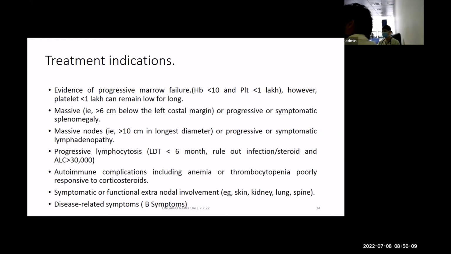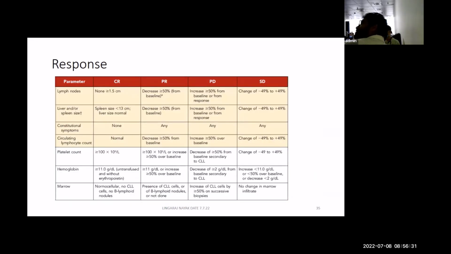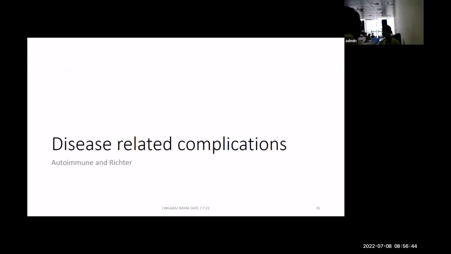Autoimmune complications like anemia and thrombocytopenia, as I said, almost 5 to 10% can present with only autoimmune manifestations, and you treat them according to their autoimmune disease. I will discuss that. So if they are not responding to their conventional treatment for autoimmune complication, you treat them. And you have symptomatic and functional extranodal involvement and disease symptoms, the conventional B symptoms like weight loss, fatigue. So response assessment is again by doing a repeated scan, blood counts, and constitutional symptoms, and whether your hemoglobin, platelet, and TLC has improved or not. Based on that, this is the response.